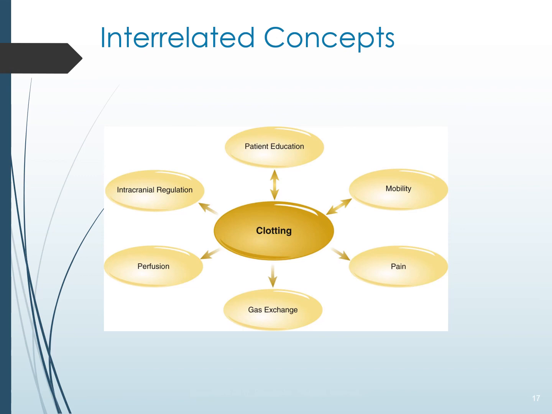Clotting is also interrelated with gas exchange because inadequate perfusion is linked to inadequate gas exchange in the peripheral tissues. Also, gas exchange is impaired when pulmonary emboli reduce pulmonary capillary blood available to carry oxygen from alveoli to cells. Because the brain is highly dependent on the steady perfusion of oxygenated blood, intracranial regulation is also interrelated with clotting. Interruption of cerebral blood flow, either due to cerebral blood clots or due to cerebral hemorrhage, can lead to brain tissue injury or death. Examples of such problems include stroke, aneurysm, traumatic brain injury, and communicating hydrocephalus.